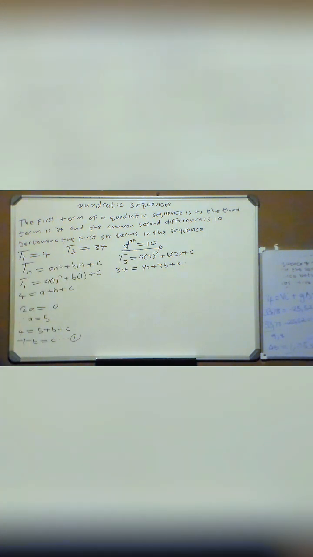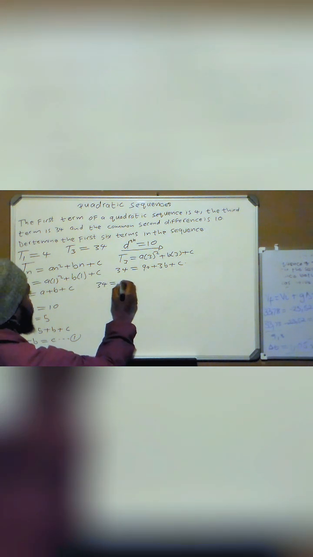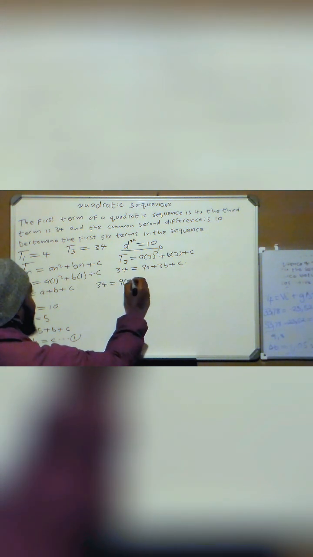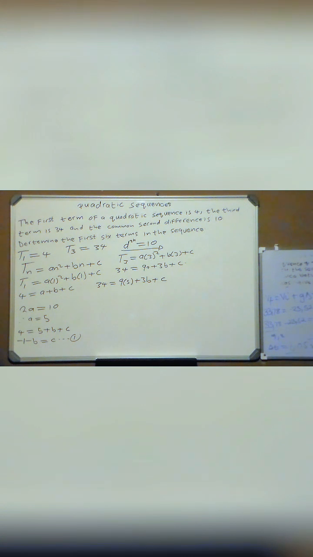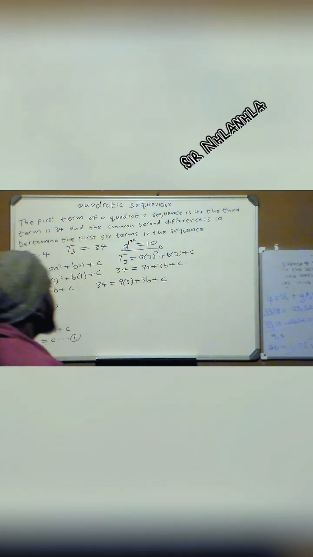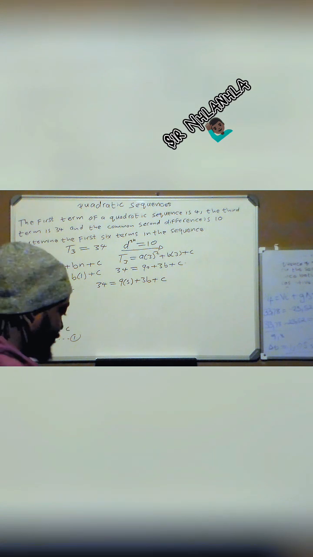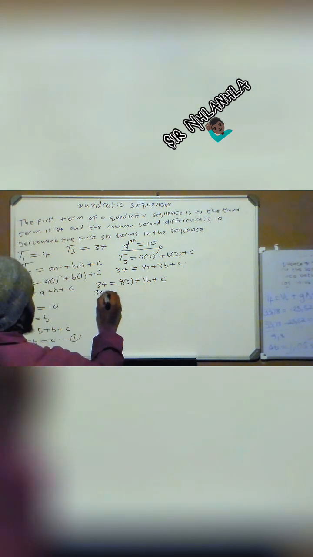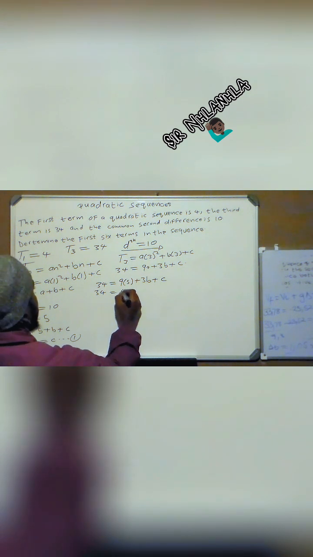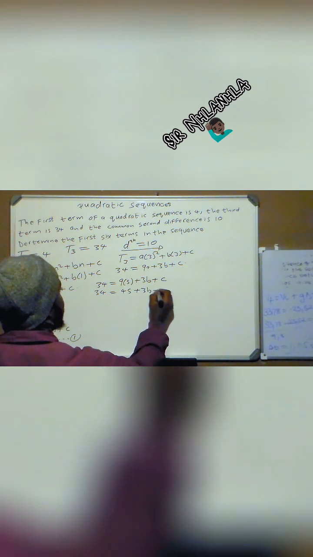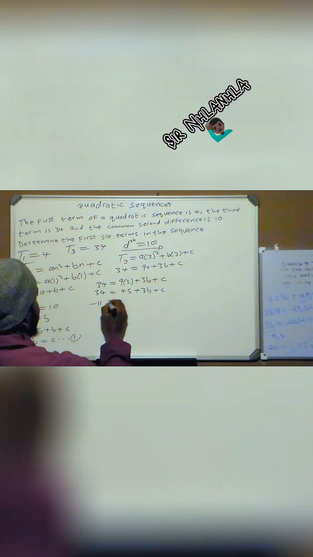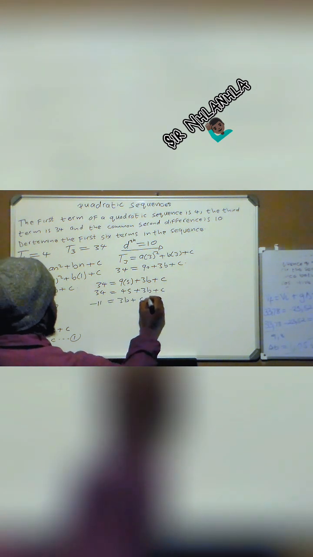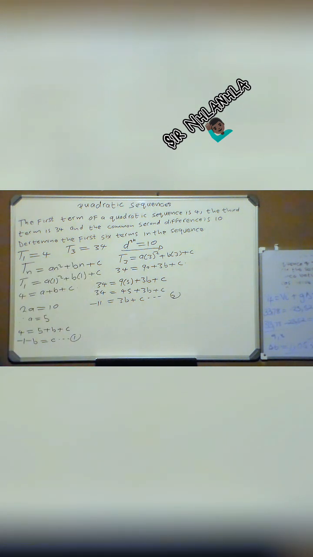Also for this one, I have the value of a, so I have 34 equals 9 multiplied by 5 plus 3b plus c. 9 times 5 gives me 45. So I have 34 equals 45 plus 3b plus c. Transpose, so I have 34 minus 45, which gives me minus 11 equals 3b plus c. This will be my equation 2.